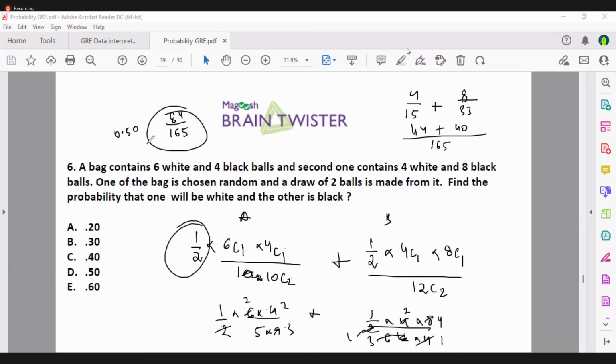Yes. 84 divided by. Yes, Venkatesh. Great. Thank you, sir.